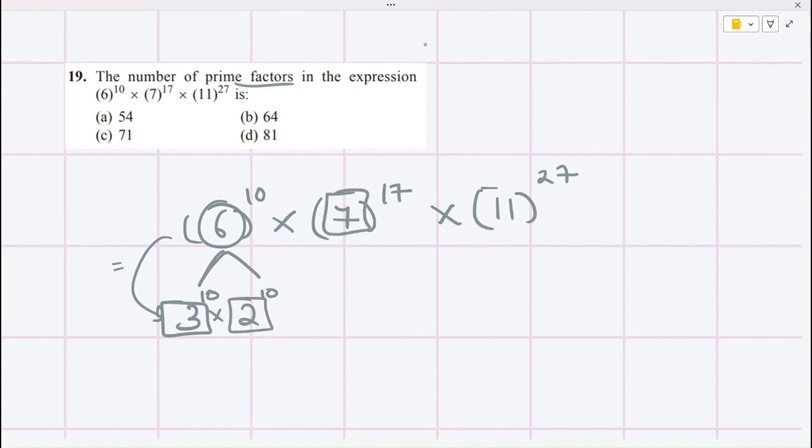And since the bases are prime numbers, we'll just sum the powers. That is 27 plus 17 plus 20, क्योंकि 2 times हो गया ना. So we'll add this. We'll get 5 and then 6. यानी कि 64 is the sum of these powers, which means 64 is the answer. यानी कि the number of prime factors in this expression is equal to 64.